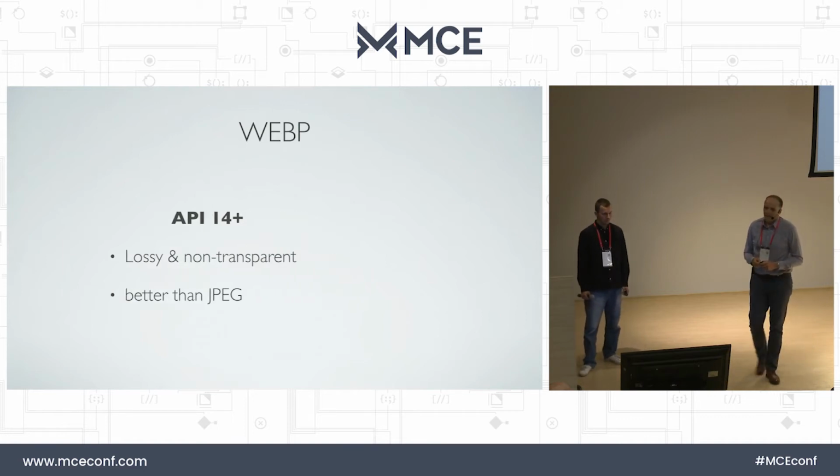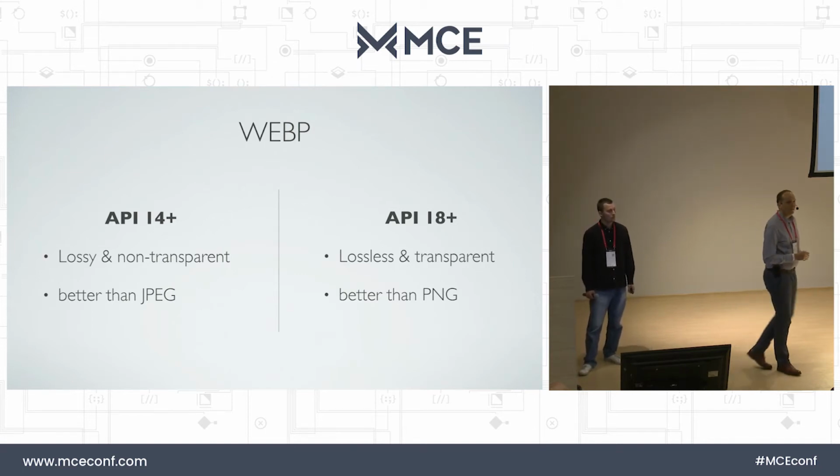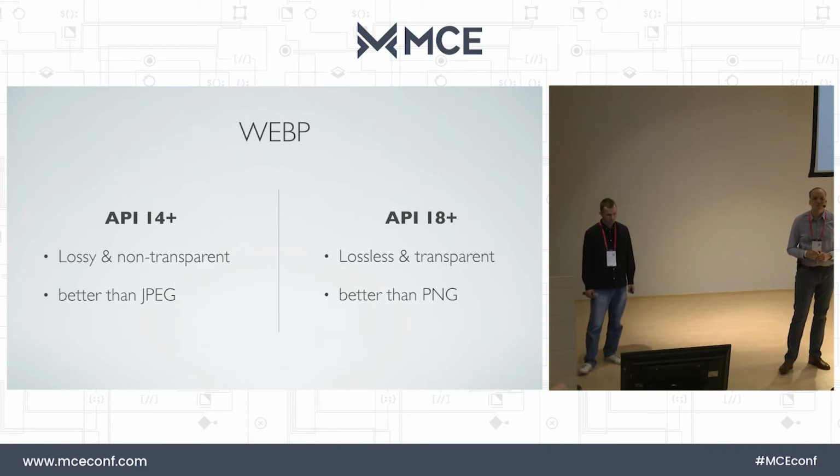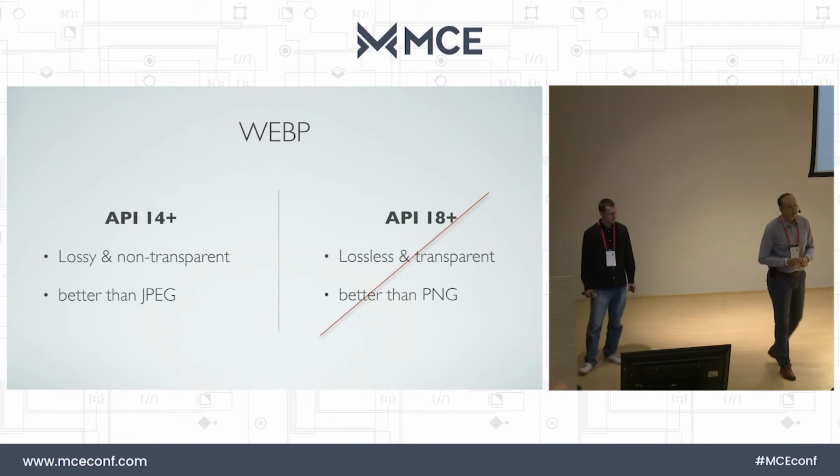And there is a second flavor, which is available since API 18 and above. This is a lossless compression and supports transparency. And we did some internal checks here. It worked better than PNGs generally, but unfortunately, due to our min SDK support, we didn't go that way. So we took the first flavor.